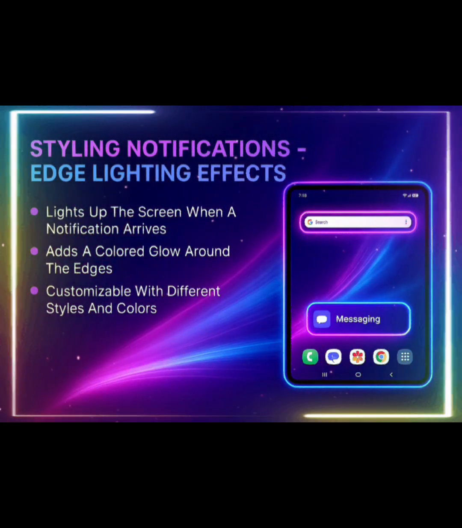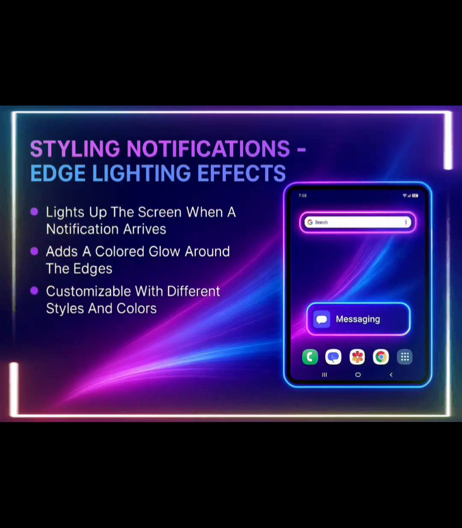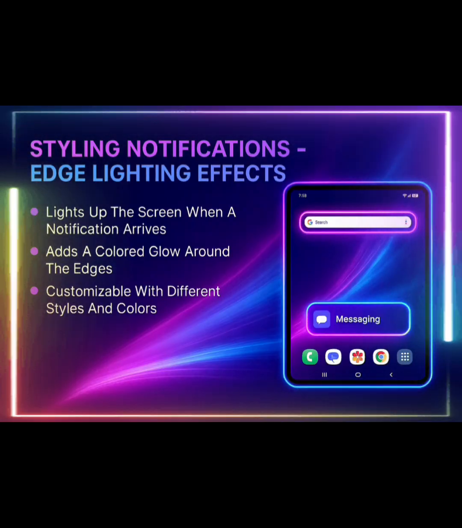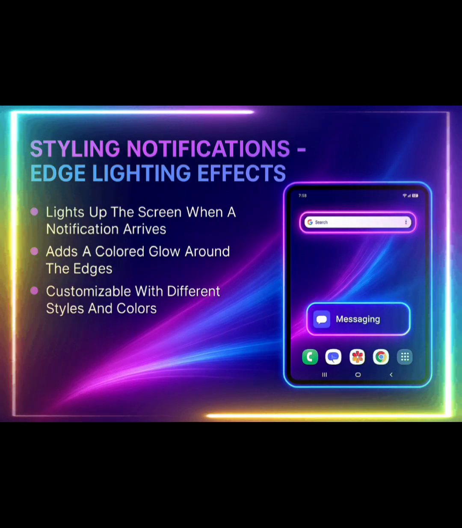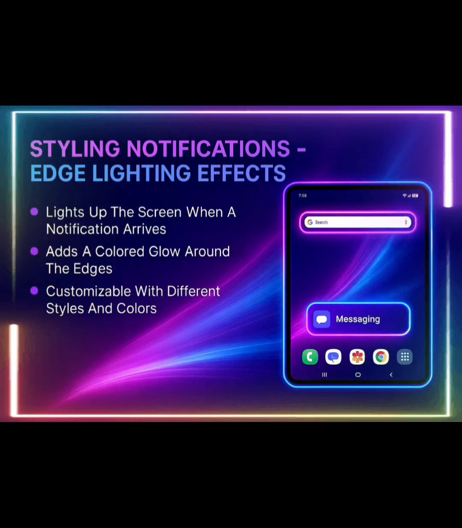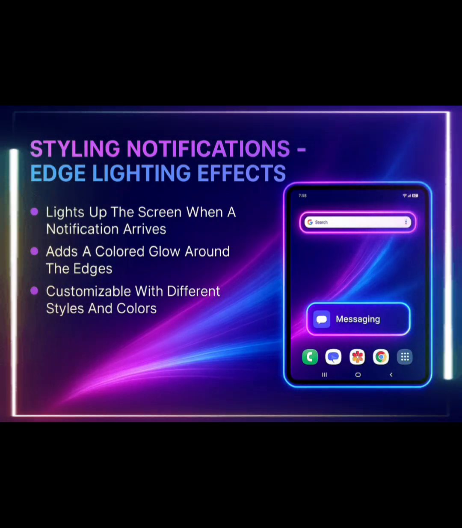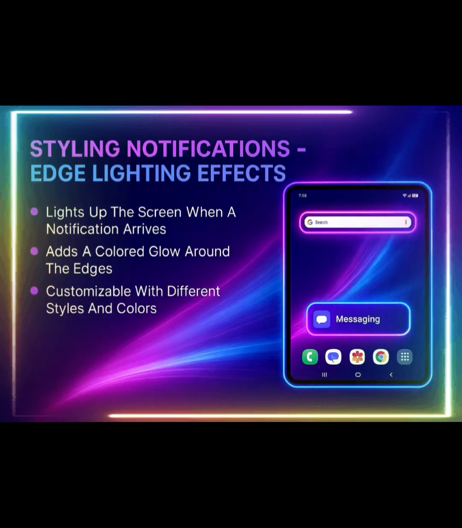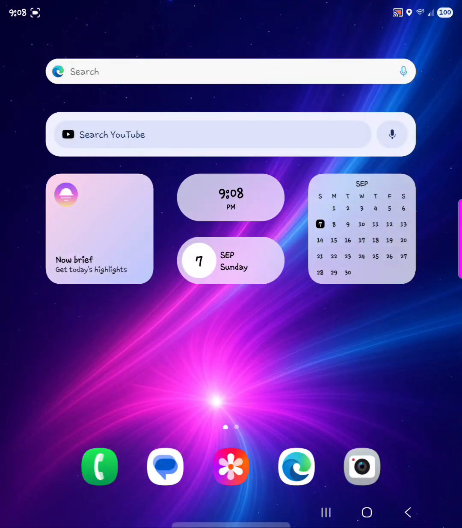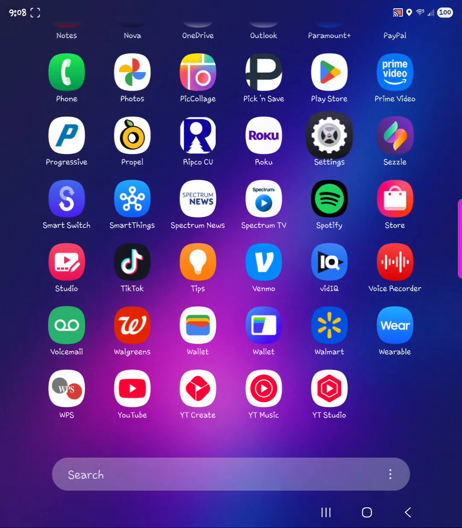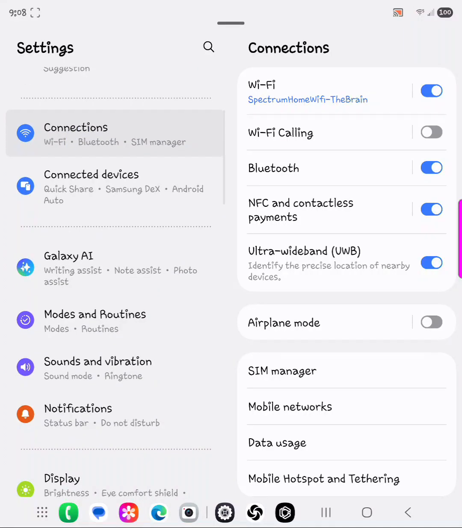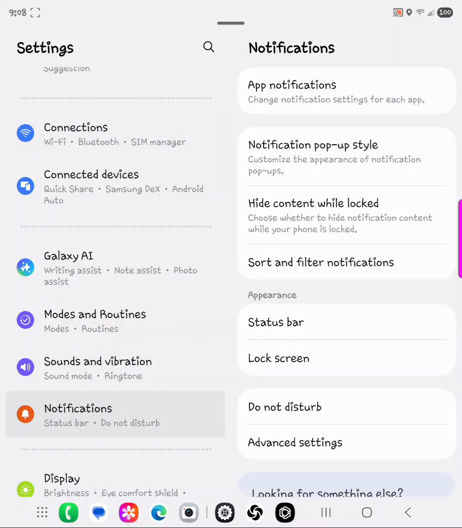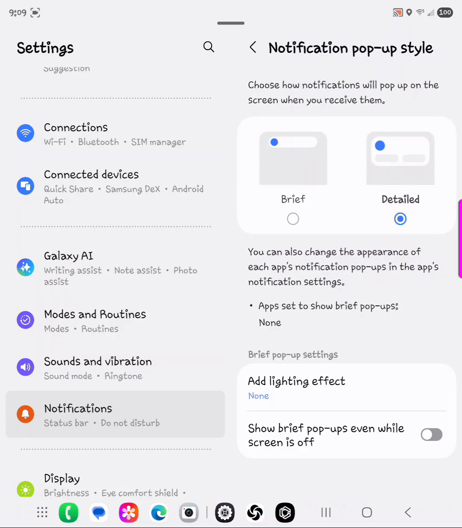Now let's make notifications look as good as the rest of the setup. On the Z Fold 7, you can style your notifications with edge lighting and brief pop-ups, so they're not only useful, but also futuristic and match your theme. To style your notifications with edge lighting and brief pop-ups, you open System Settings, scroll down and select Notifications, then go ahead and tap Notification Pop-up Style, and you can choose between Detailed or Brief.